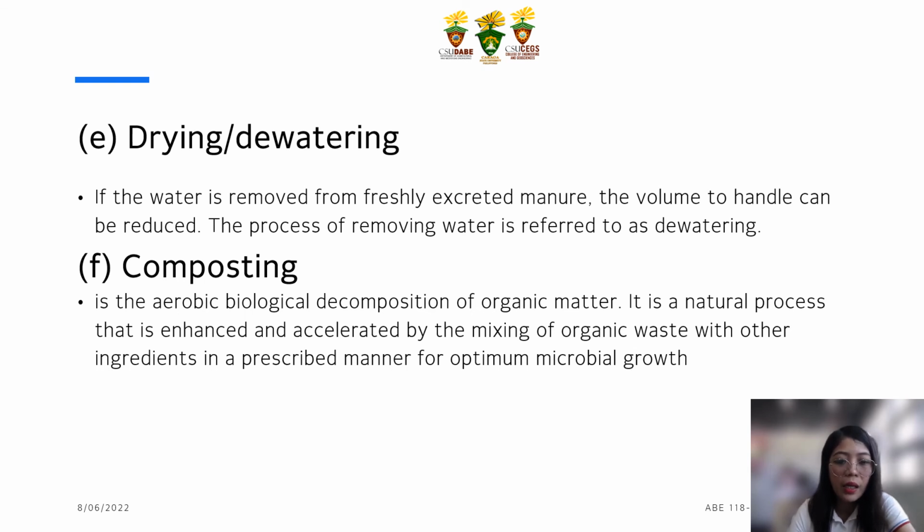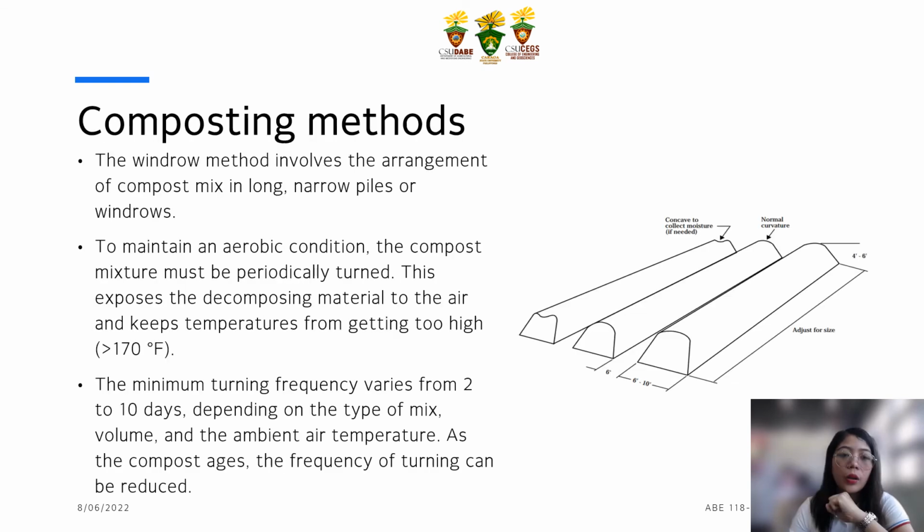So composting is the aerobic biological decomposition of waste or organic matter, a natural process that is accelerated by the mixing of organic waste with other ingredients in a prescribed manner for optimal microbial activity. So there are three basic methods of composting. We have the windrow, the static pile, and the in-vessel. So the windrow method involves the arrangement of the compost mix in long, narrow piles or windrows. No, like aning naa sa figure or picture.